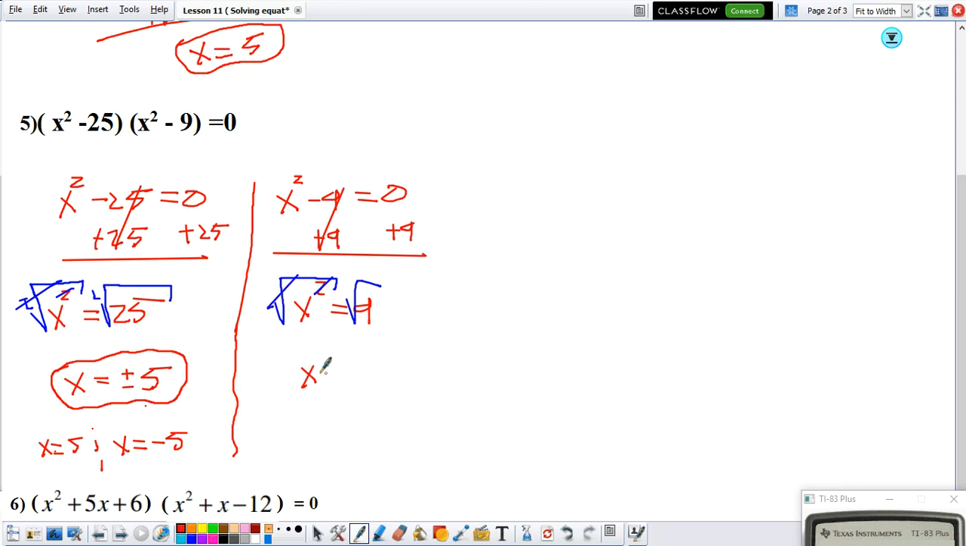And now you have that x is equal to the square root of 9. My last step in the solution was to take the square root, so it's plus or minus, and the square root of 9 is 3, so plus or minus 3.